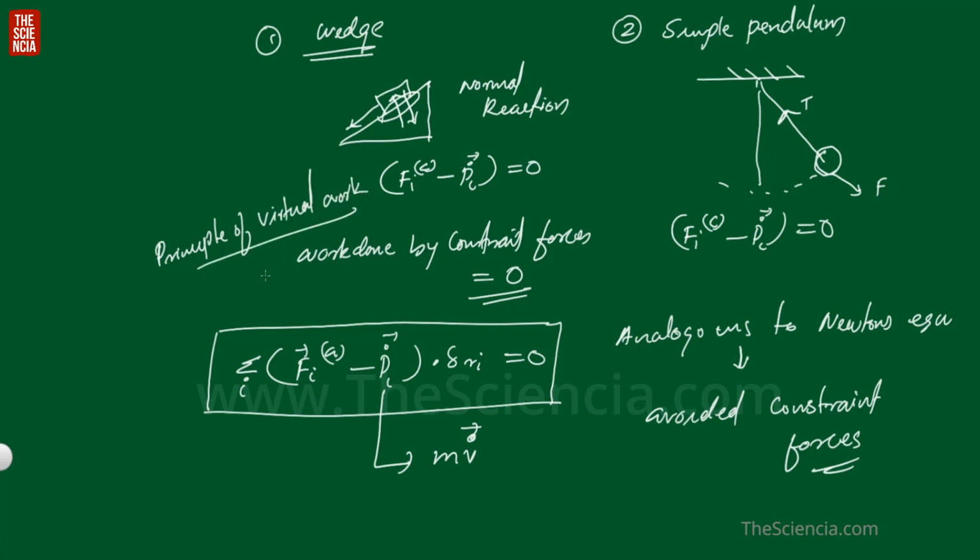Okay, the principle of virtual work is that the work done by constraint forces is equal to 0. That is its statement or definition. The second one is Hamilton's principle of least action.